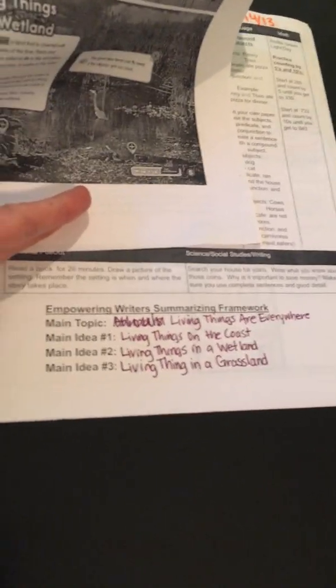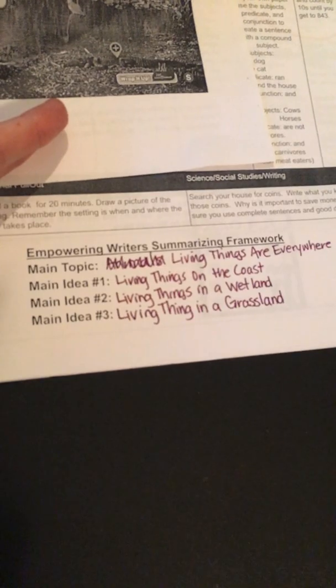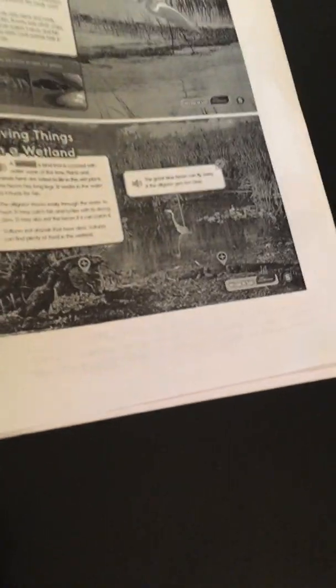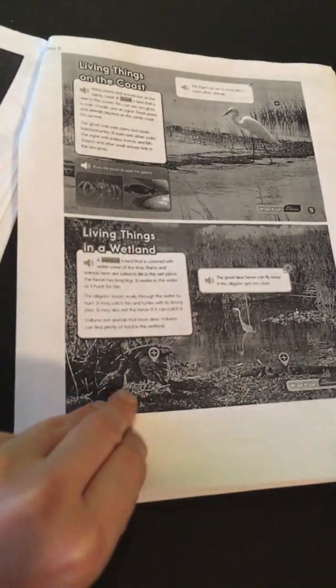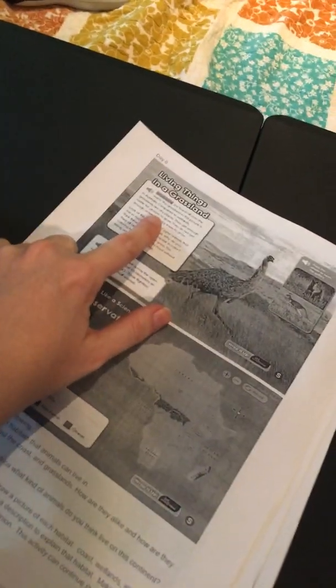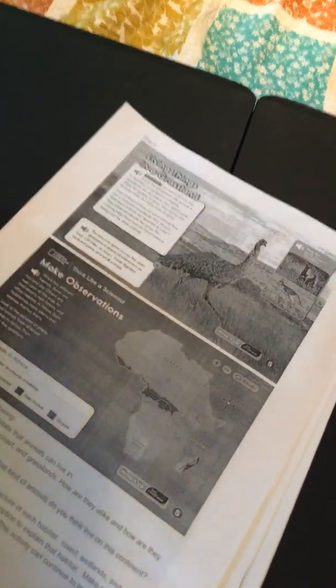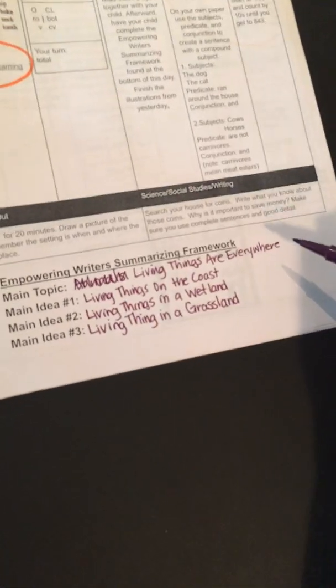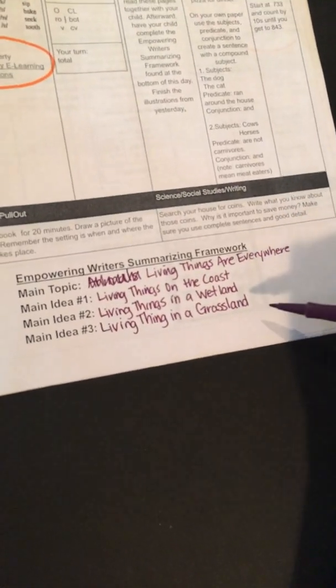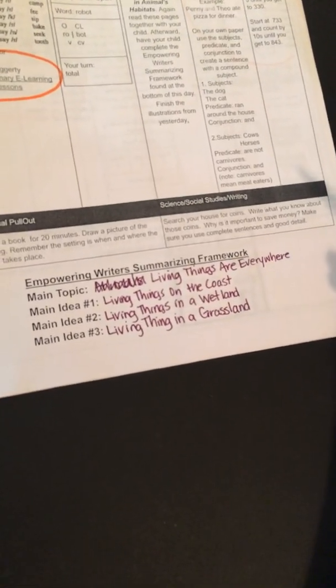So the main topic was living things are everywhere. And then under that, there were 3 main ideas. Living things on the coast, living things in a wetland, living things in a grassland. This was just extra for observations. So if they were able to, or you were able to guide them into these answers, that's it.